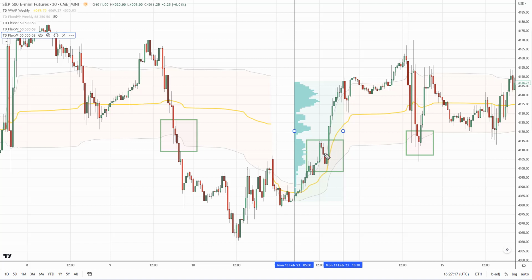Ideal place for a long would be here because there was also confluence with a price action setup which says that resistance became a support in here, but this is the entry point for a long trade.